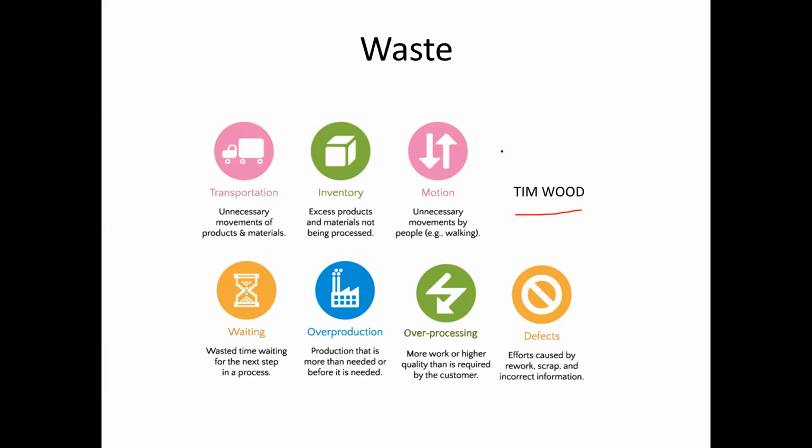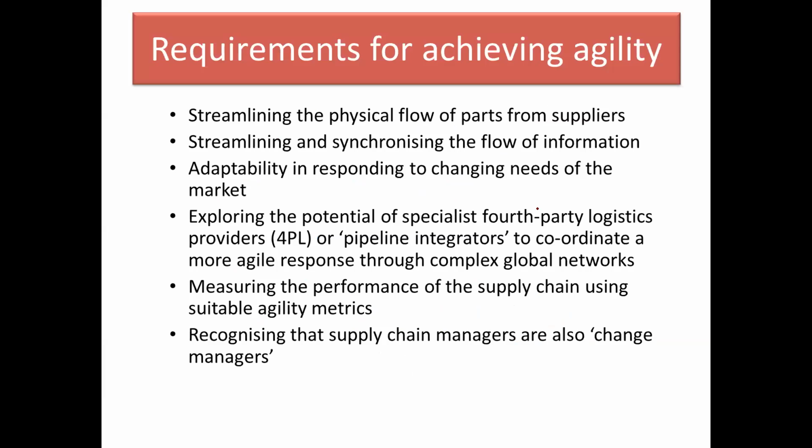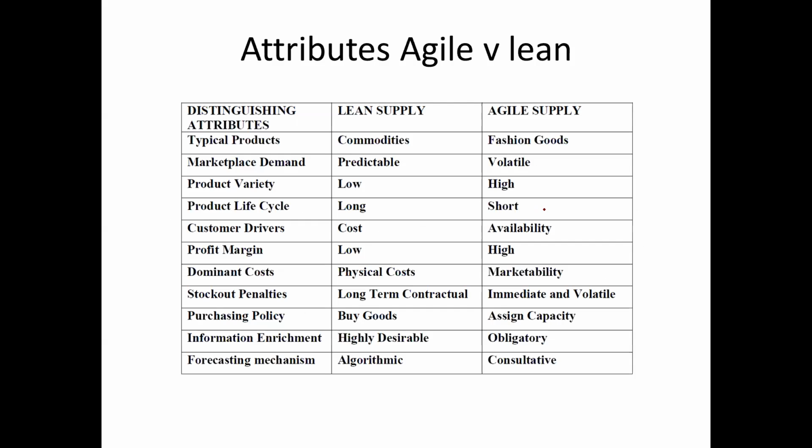If you want extra marks as well, you might say often people add an 8th waste, which is people, not using their talent and expertise to the maximum. How do we achieve agility? Pretty self-explanatory that we need to react, we need to have more capacity, and a really good revision slide, the difference between lean and agile.